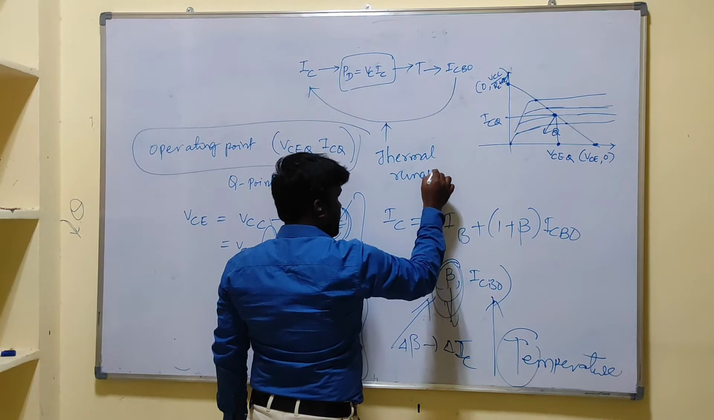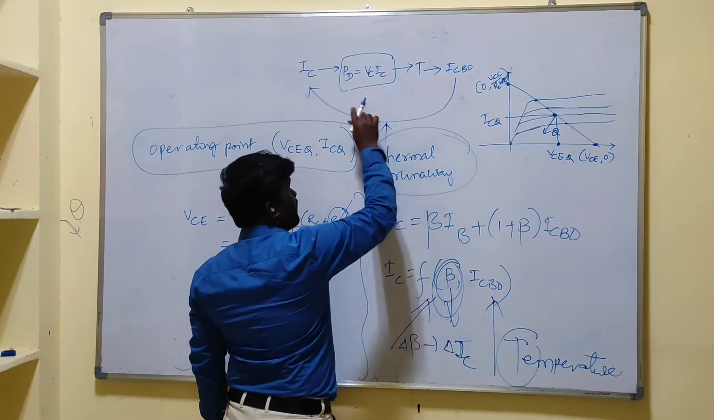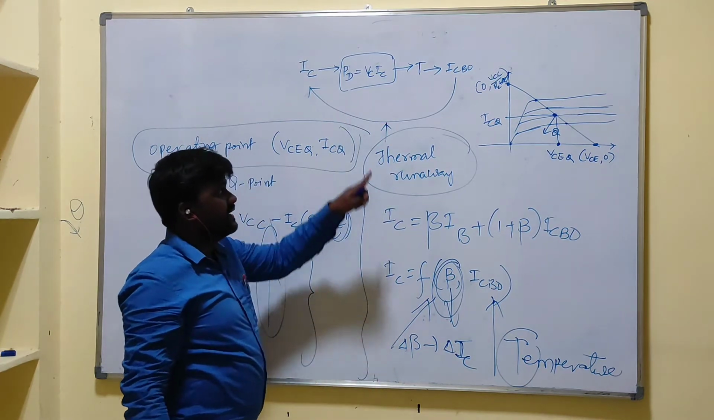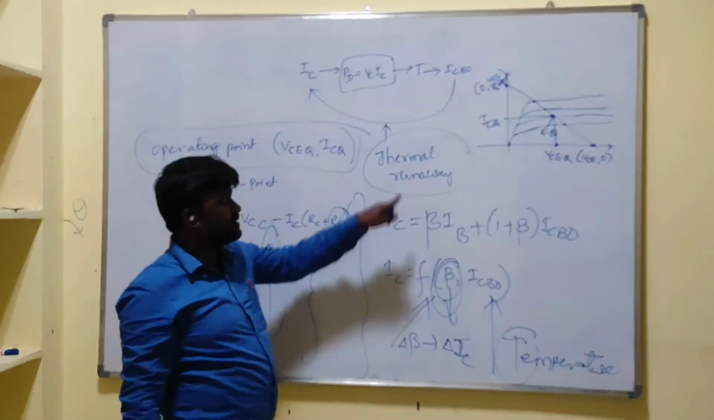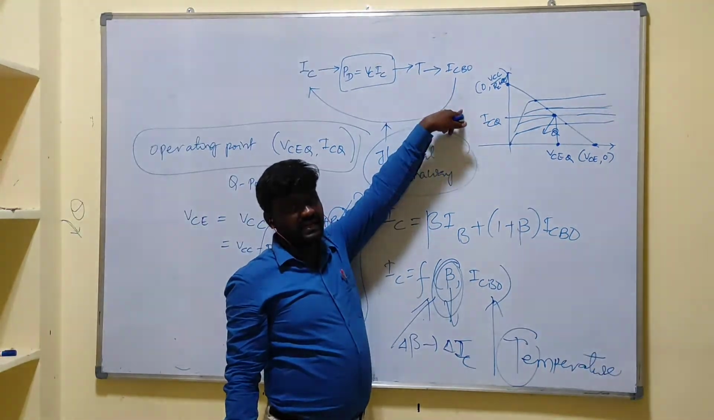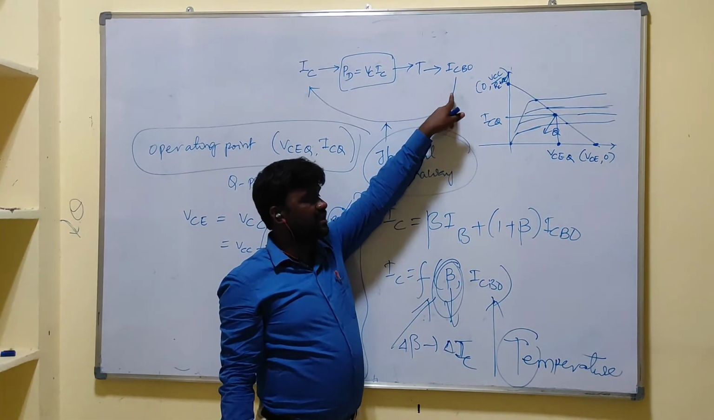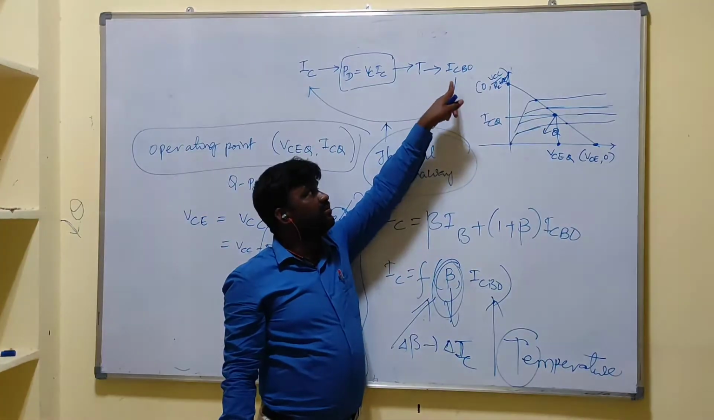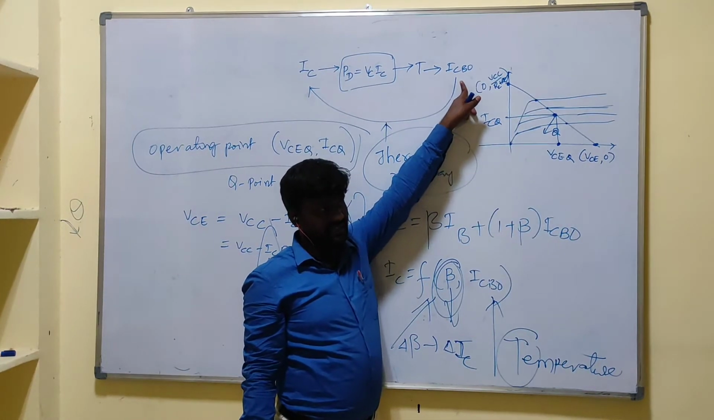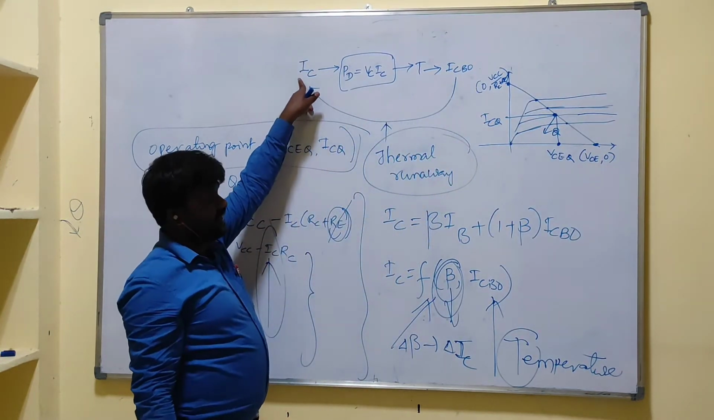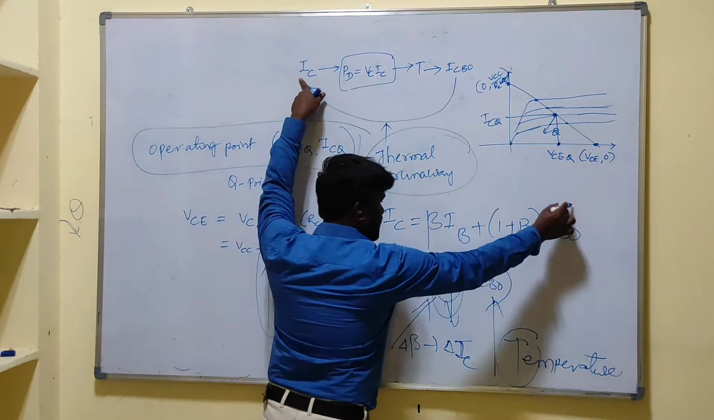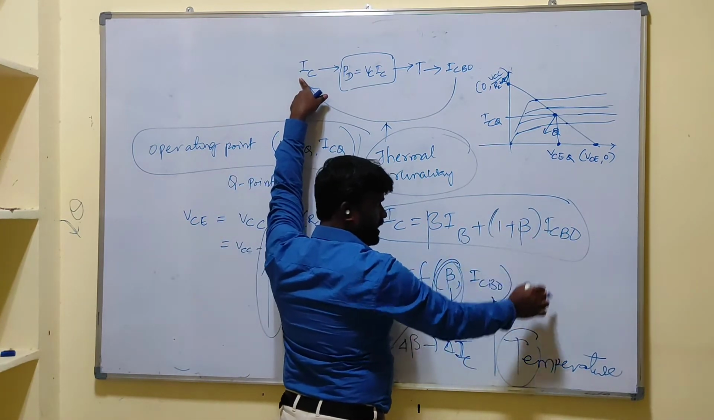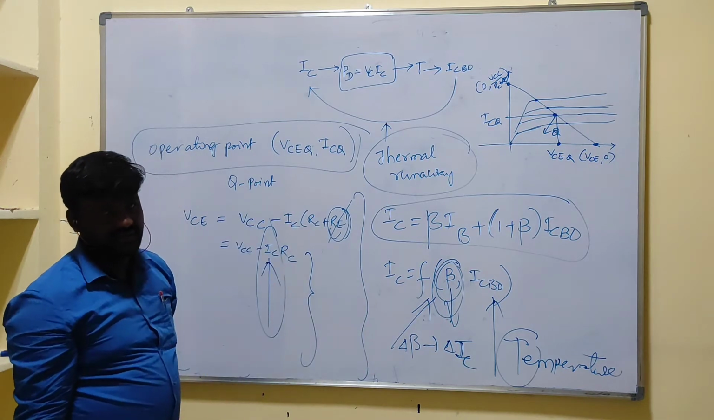It is due to what? Power is dissipated as heat, means temperature increases. If temperature increases, the reverse saturation current increases, because reverse current depends upon minority charge carriers. Minority carrier concentration depends upon temperature. If temperature increases, minority carrier concentration increases. If minority carrier concentration increases, ICB naught increases. If ICB naught increases, IC increases. How can we say IC increases? Because IC equals beta IB plus (1 plus beta) ICB naught.